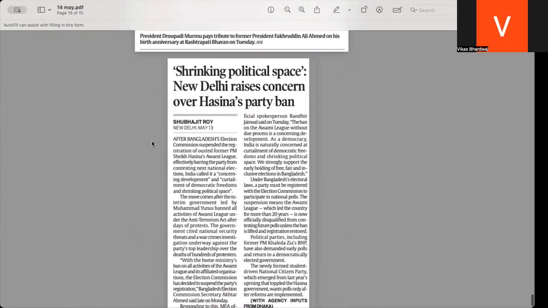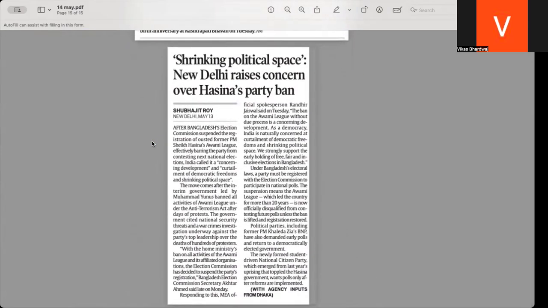Shrinking political space: New Delhi has raised concerns over the ban on Hasina's party. Definitely, India as a democratic country can raise the point that initially they were saying that they would not ban the Awami League from contesting new elections, and the Muhammad Yunus government has banned it under the Anti-Terrorism Act. After days of protest, the government cited national security threats and a war crime investigation underway against the party's top leadership. So initially they said they would not do anything like this, but now they have done it. Let's see how it evolves.